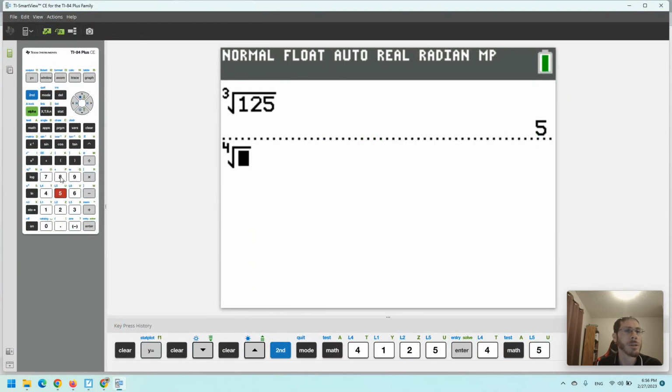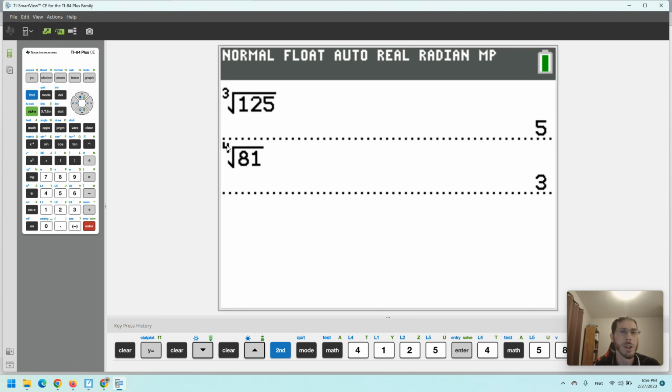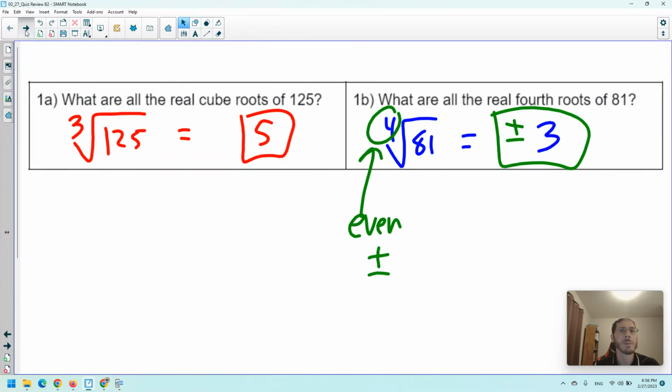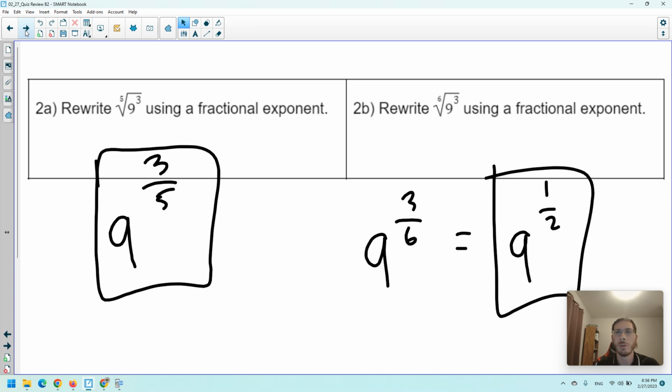I forget what this one was supposed to be. 81. As we said in class, the calculator only gives you 3, even though the answers are both plus and minus 3. So you just got to double check. You have to remember that those even roots are going to give you the plus and minuses.